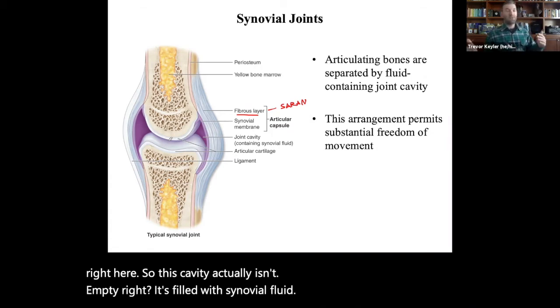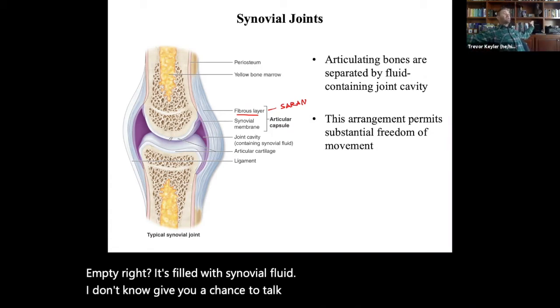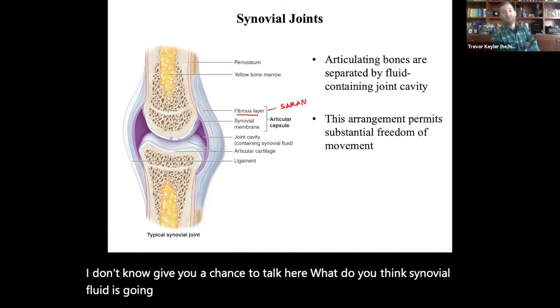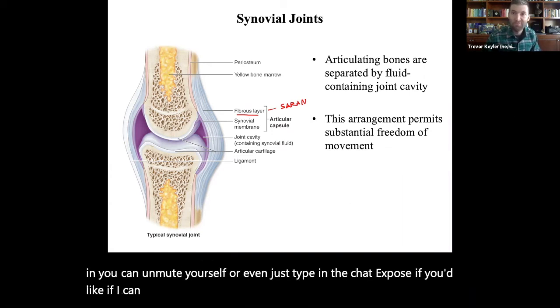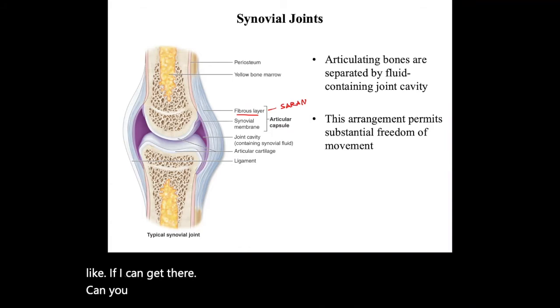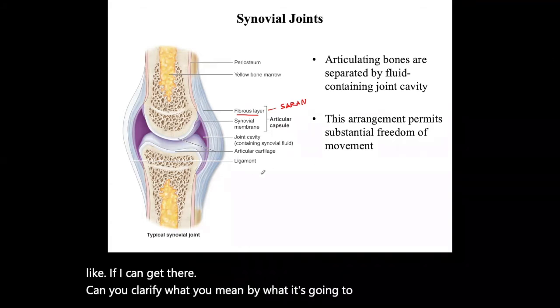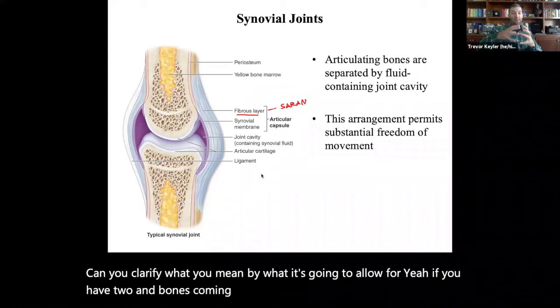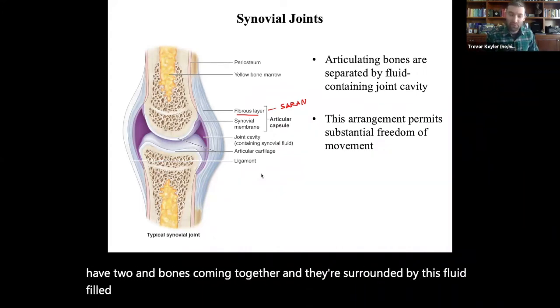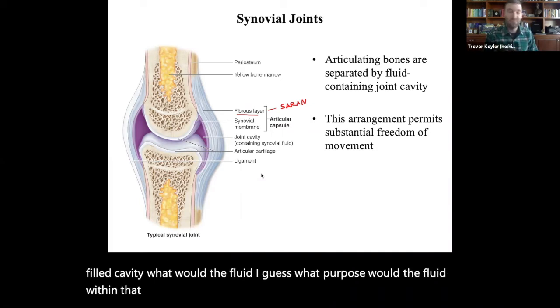I'll give you a chance to talk here. What do you think synovial fluid is going to allow for within that synovial joint? If anyone wants to pipe in, you can unmute yourself or even just type in the chat. Can you clarify what you mean by what it's going to allow for? Yeah, if you have two ends of bones coming together and they're surrounded by this fluid-filled cavity, what purpose would the fluid within that cavity serve? If you can come up with anything.